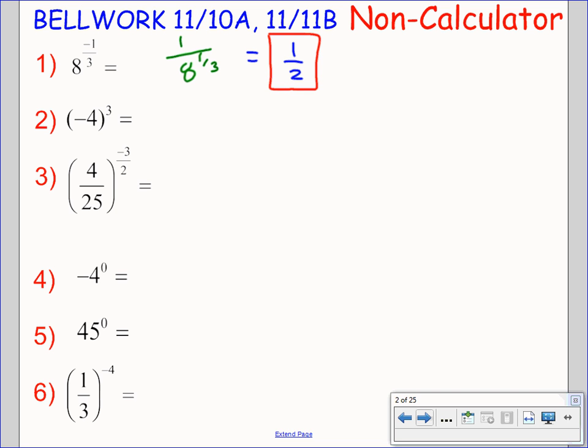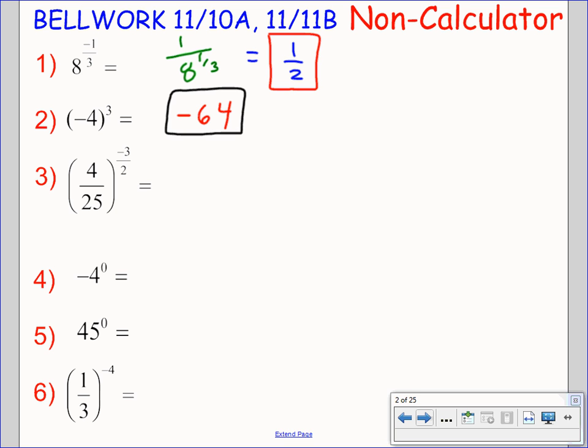Negative 4 cubed. There's no negative exponent here, so there's no reciprocal. So there's no 1/4 here at all. The negative is on my base, not on my exponent, and so there's no reason to write a reciprocal here. Instead, this is just a basic exponent problem. Negative 4 to the third power means negative 4 times negative 4 times negative 4, and that is negative 64. So number 2 is just a one-stepper. We're just multiplying negative 4 by itself 3 times.